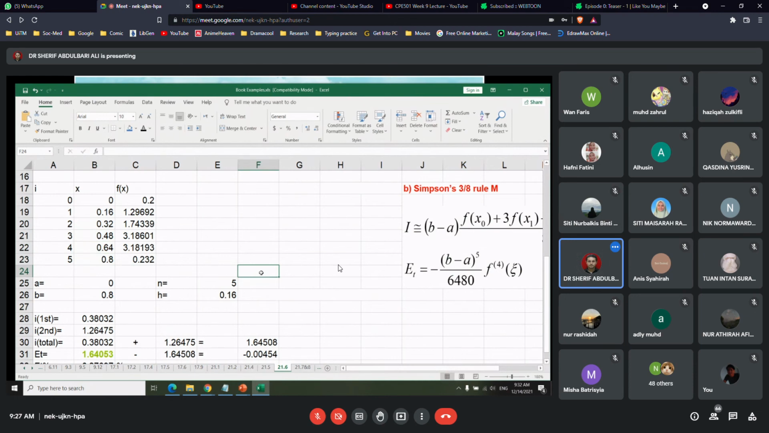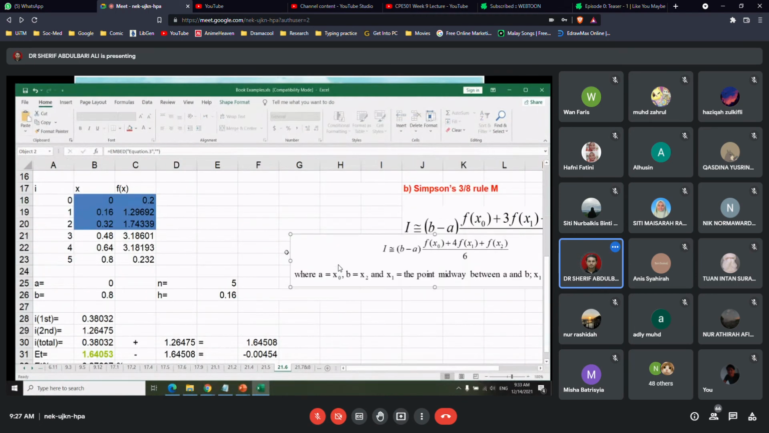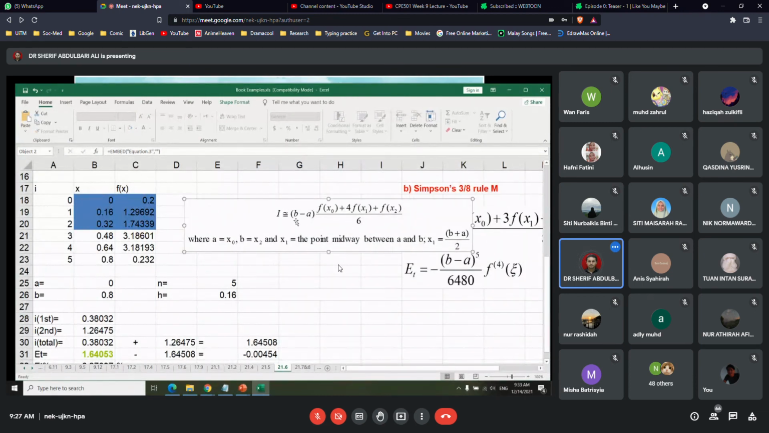Okay. So now, the first segments I will take for 1/3. So this one, 1, 2, and 3. I am going to use these for the 1/3 rule. So use the equation to calculate the first integral using this equation. What answer are you going to get?